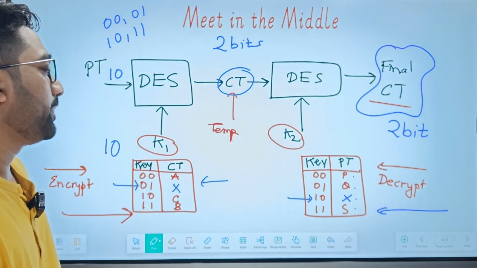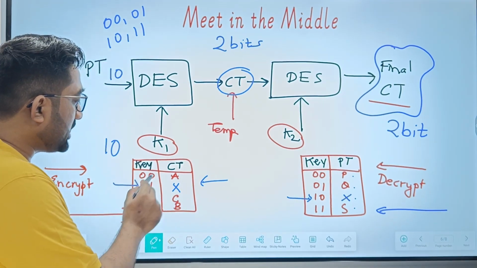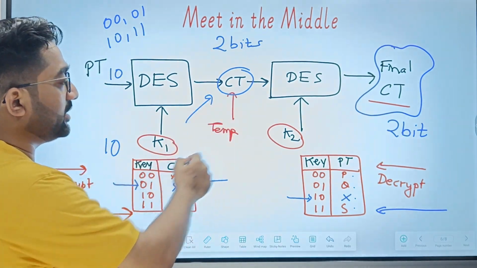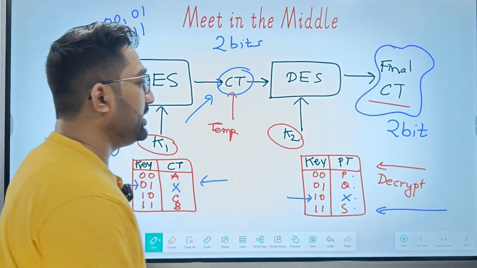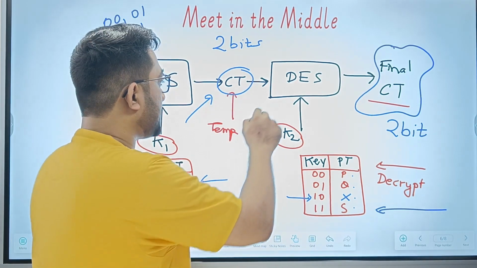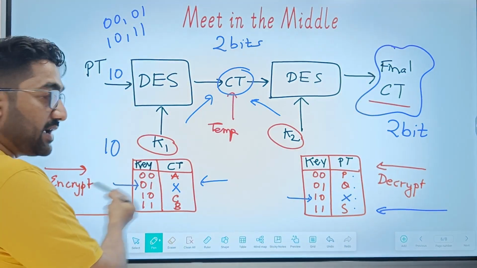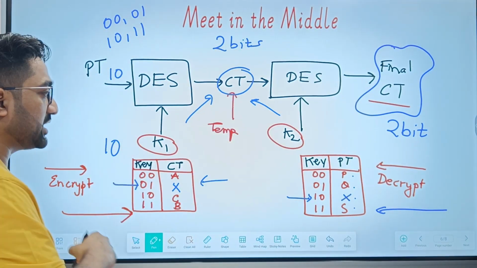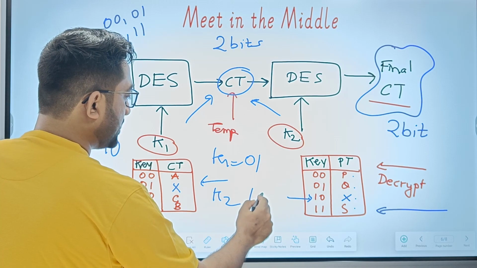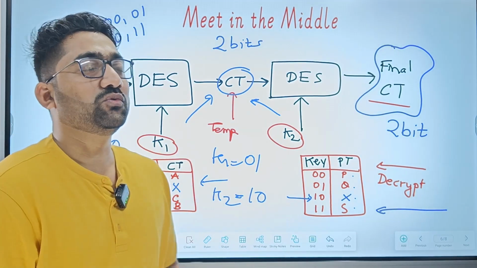So if you notice over here, there will be one value which is common in both the tables. For example, for the key 01 we are getting an answer X, that is, if we are encrypting from the left hand side we are getting X. Similarly, while decrypting from the right hand side for the key 10 we are again getting the answer X. But what are those keys? K1 is nothing but 01 and K2 is nothing but 10. So this is how the attacker will get access to the keys which are used for encryption.